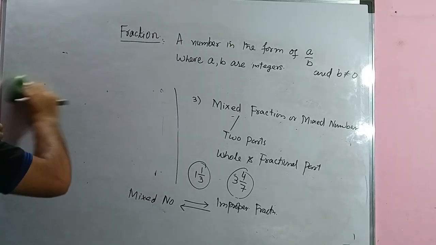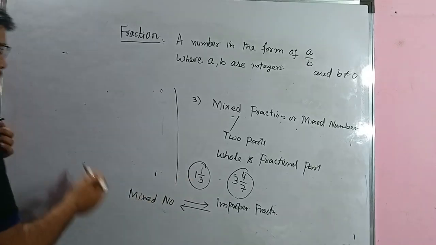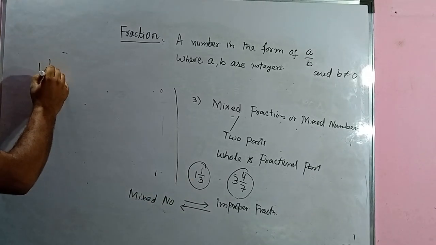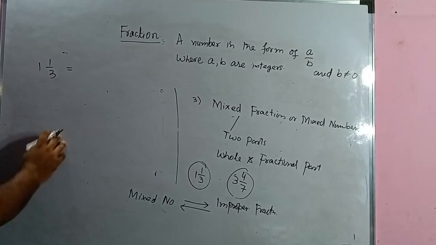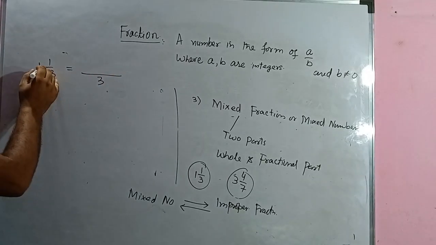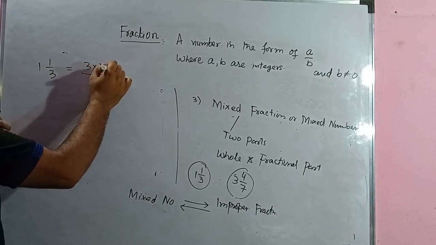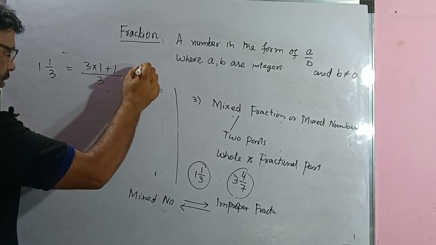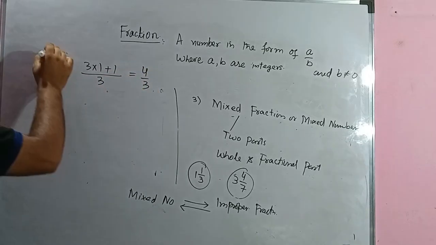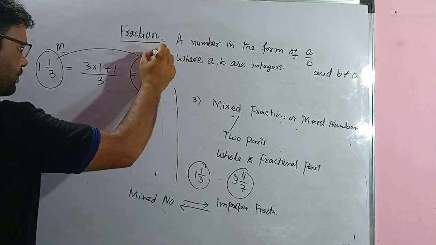If I take the example of 1 mixed 1 by 3, how to write this? The denominator is 3, then 3 should be multiplied by 1. 3 into 1, then the numerator should be added. That's plus 1. 3 ones are 3, plus 1, that's 4 by 3. Now you can see this is the mixed fraction and we have converted it to an improper fraction.